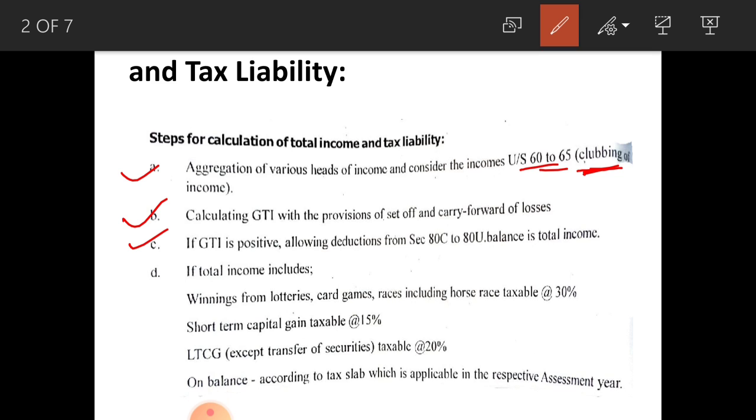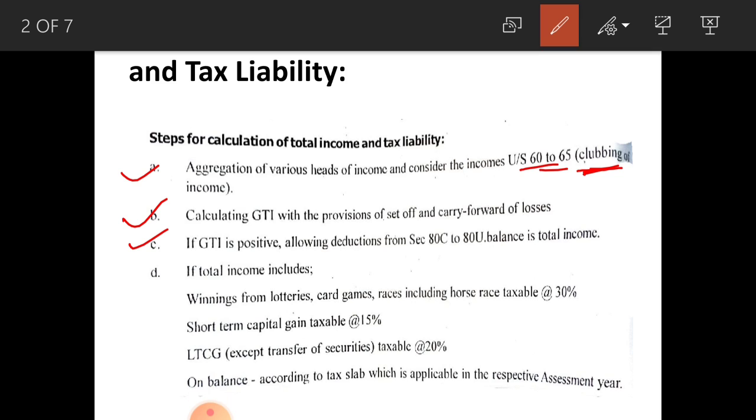Next step is if gross total income is positive, allowing deductions from section 80C to 80U, balance is total income. After calculating gross total income, you have to deduct general deduction under section 80, that is from 80C to 80U. The balance that you get, that is gross total income minus deduction under section 80, that balance is known as total income. On that total income, you have to calculate the tax liability of an individual by using the percentage of tax.